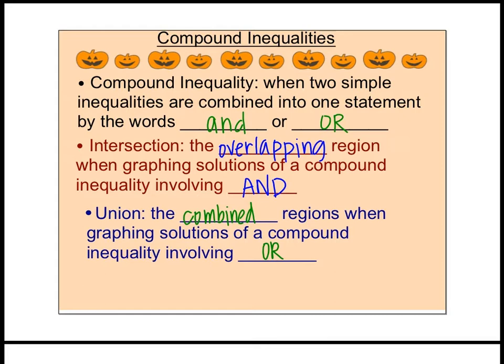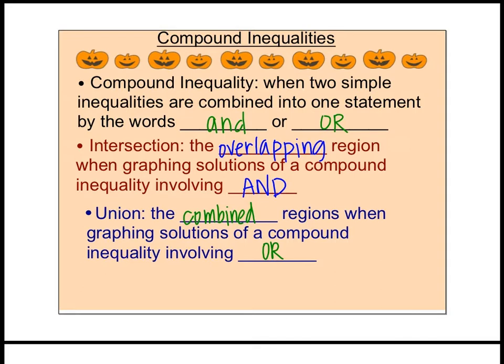So a compound inequality is when two simple inequalities are combined into one statement by the words "and" or "or." So there are two types of compound inequalities. There's the "and" compound inequality and the "or" compound inequality.